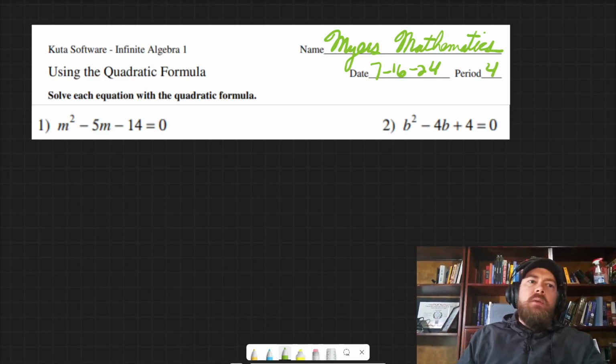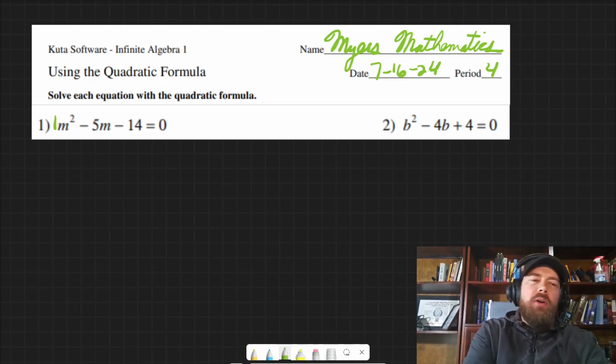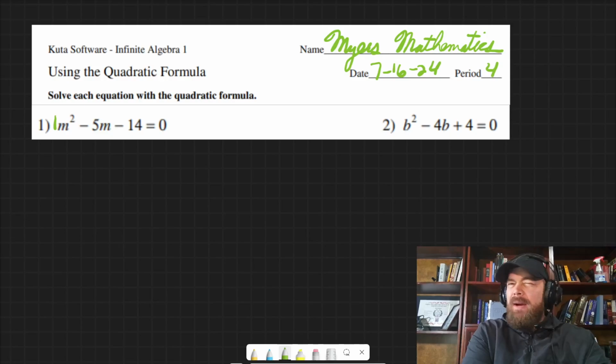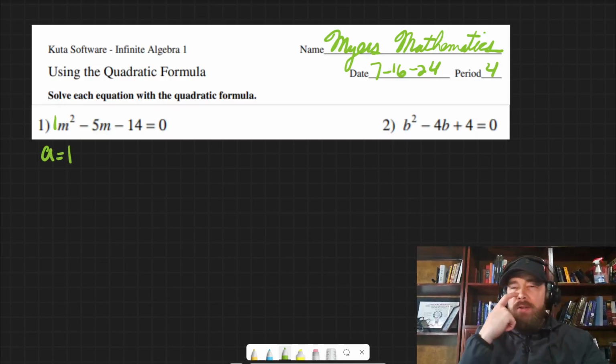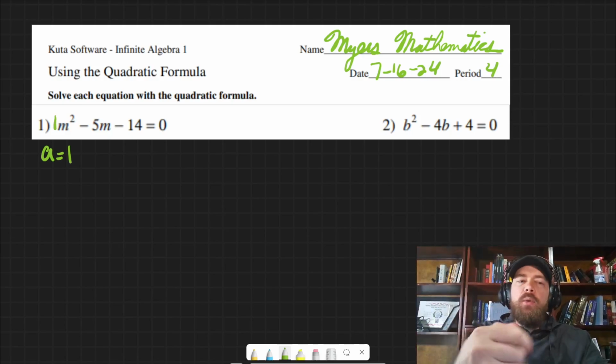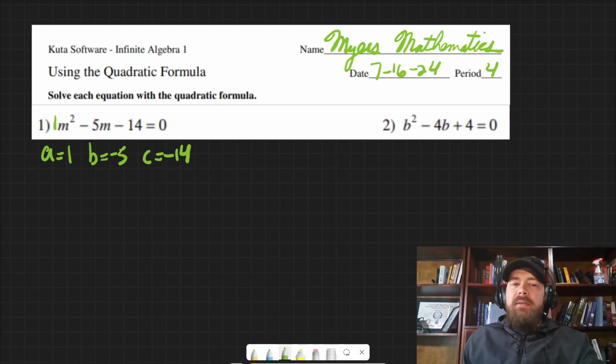So number one, we have... A is hiding, because in the math world, if you don't see a number, it's probably a 1. Ones are like the ninjas of mathematics. So A is 1. It's good to identify what the letters are. I'm going to do that for the first few, up until we get further on in this worksheet, and then I'll probably stop. But as an intro, it's important to identify what those numbers are, because A, B, and C are 1, -5, and -14.